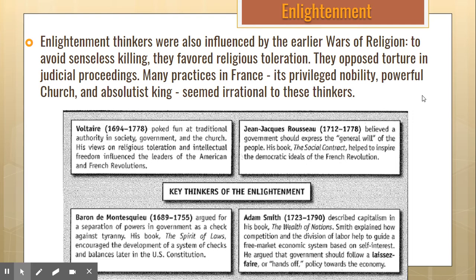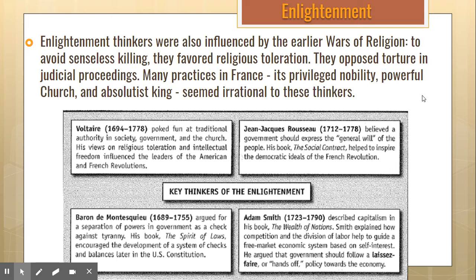All right, so Voltaire, he poked fun at traditional authority in society, government, and the church. So he made fun of those three things. His views on religious toleration and intellectual freedom influenced the leaders of the American and French Revolution. So he's a big impact on the French and American Revolution. Rousseau, which we talked about earlier, believed that government should express the general will of the people. Okay, and a lot of his ideas actually inspired the French Revolution.